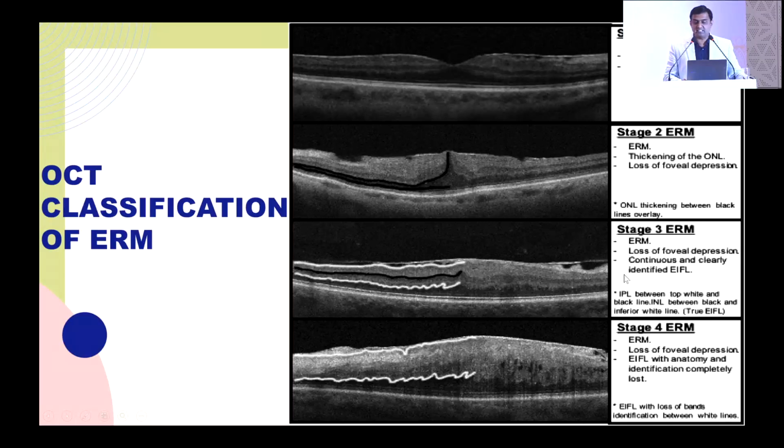So what are the OCT classifications of epiretinal membrane? Stage 1, you can see there is normal foveal preservation. Stage 2 is the ERM with thickening of the ONL, and there is loss of foveal depression here. Stage 3 is where you can see the appearance of the ectopic foveal inner layer, and stage 4 is complete distortion, loss of foveal depression, and the IFL with anatomy and identification is completely lost.